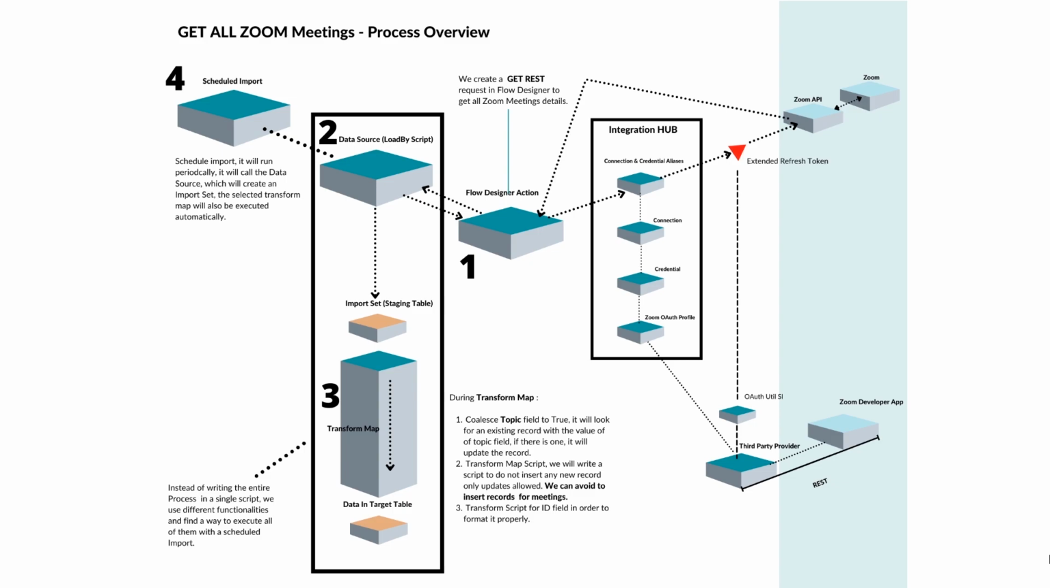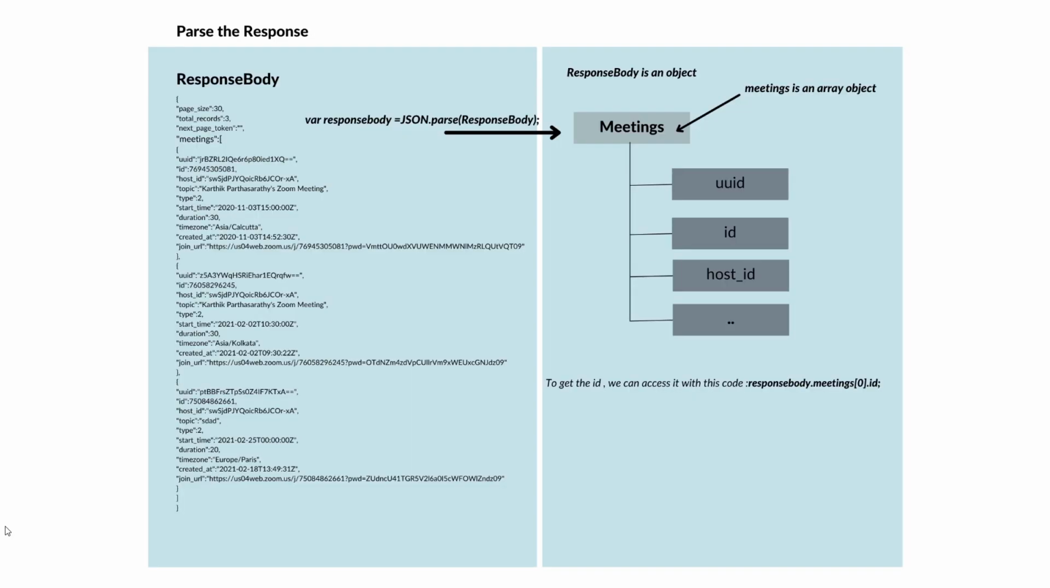But now what we are going to focus on is the script that we are going to write in our data source, which is going to call this Flow Designer action, parse the response body, and put the data into our staging table. So let's first study the response body. This is what we get from Flow Designer.